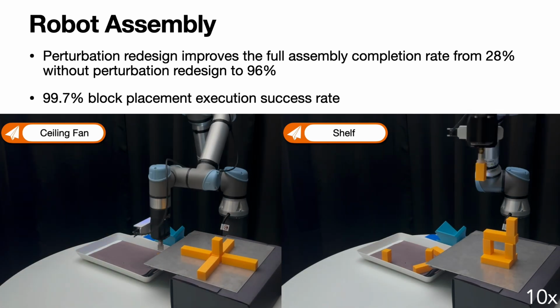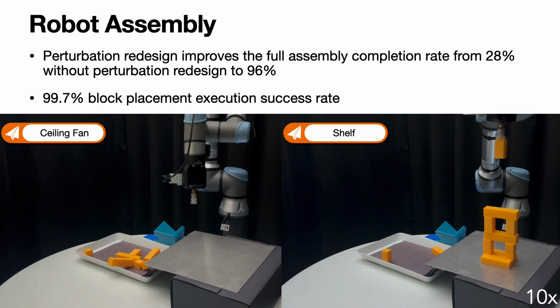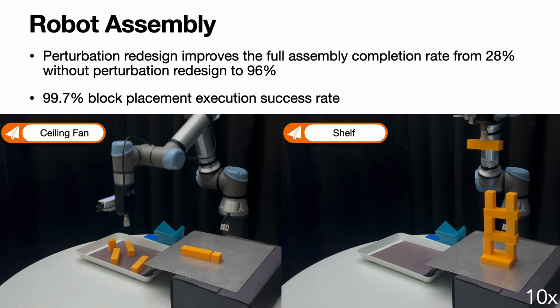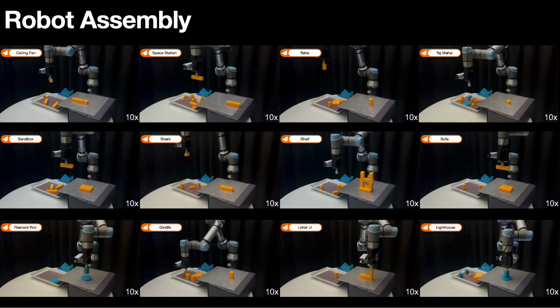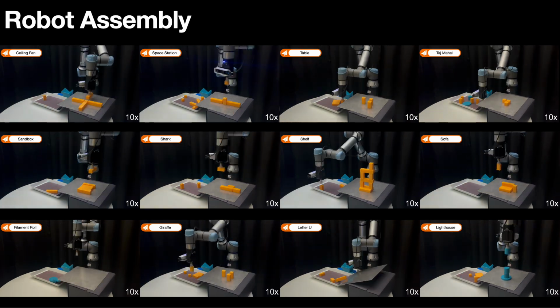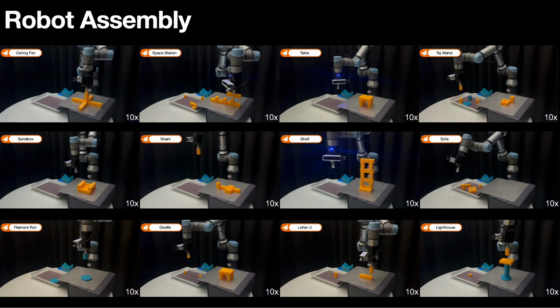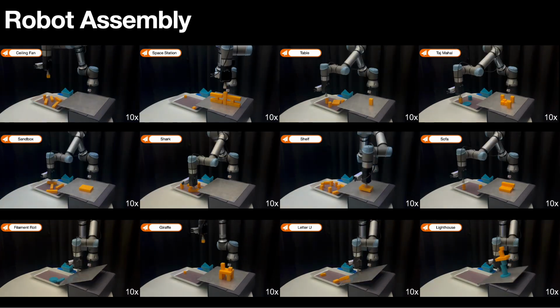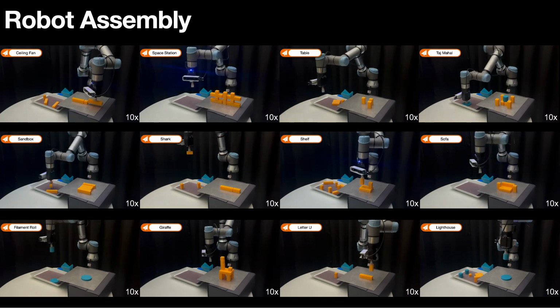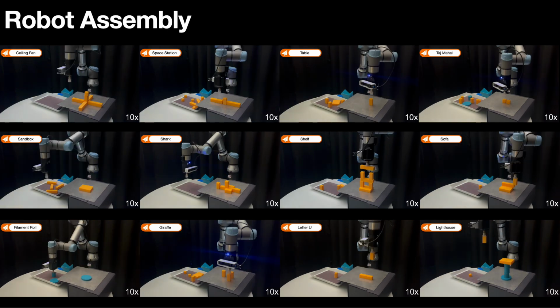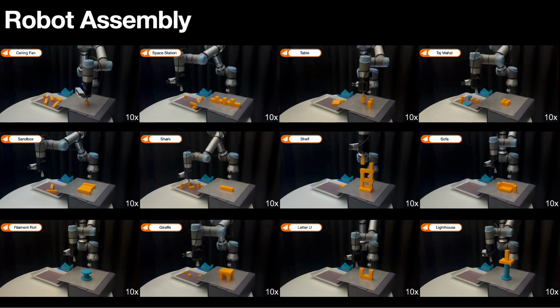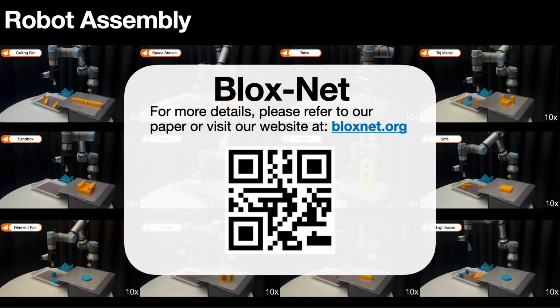We find that perturbation redesign improves the full assembly completion rate from 28% without perturbation redesign to 96% when perturbation redesign is applied. Surprisingly, Blox-Net manages to correctly place 99.7% of blocks successfully. Here we see Blox-Net in action, autonomously assembling generated designs across a wide variety of objects. Experiment results suggest that Blox-Net can bridge the gap between abstract design concepts and robot executable assemblies. Remarkably, 5 Blox-Net assembly designs, each consisting of 3 to 10 blocks, were successfully assembled 10 consecutive times by the robot without human intervention. For more details, please refer to our paper or visit our website.